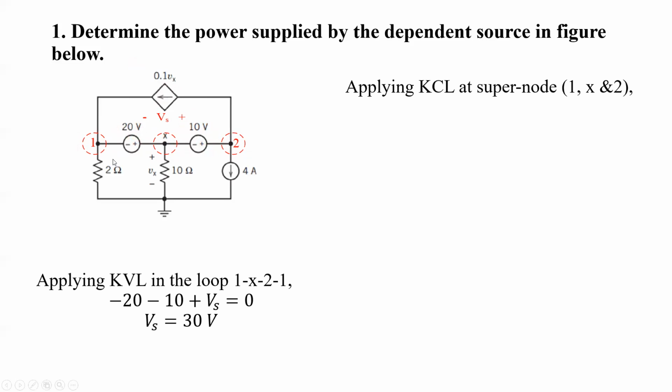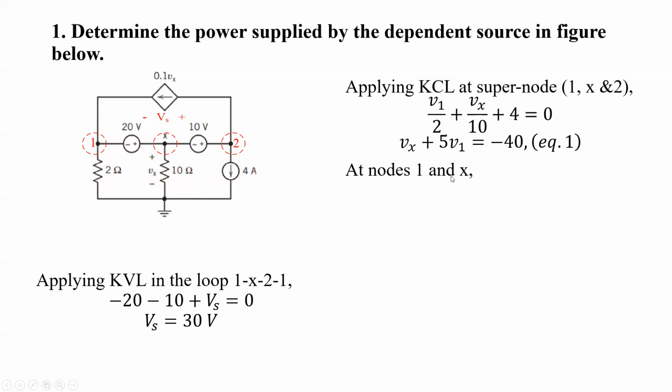So while applying KCL at this supernode, we have to consider only the current through this branch and this branch. This 4 ampere is an outgoing current, and let's assume the current through the 10 ohm branch as well as the 2 ohm branch as outgoing currents. If we do so, the outgoing currents are V1 by 2 flowing through here, Vx by 10, and this 4 is also an outgoing current. So the sum will be equal to the incoming current, that is 0. After simplification, we get equation 1.